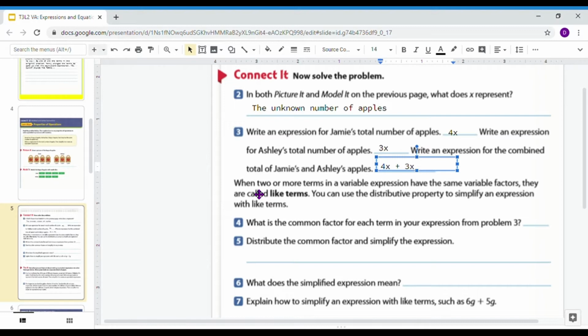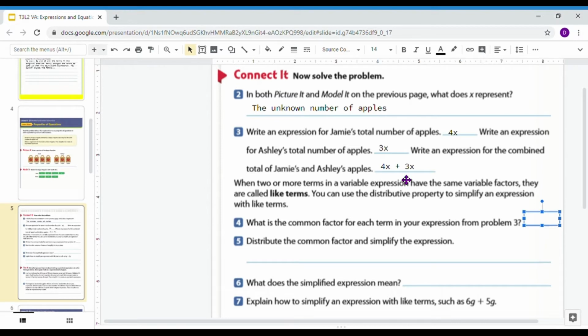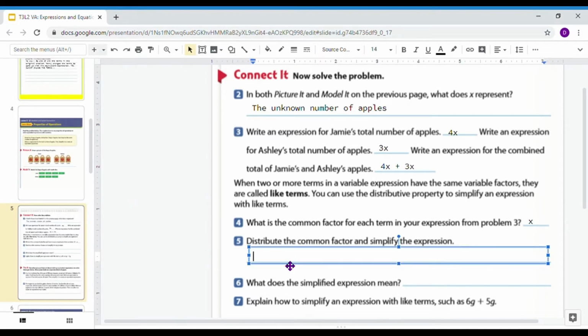in problem 3? So the common thing, I'm trying to think, 4 and 3, that doesn't seem very common, but they both have an x. So our common factor for both of these is x. I know that I can't multiply something to get to 3 and to get to 4, so my common factor is going to just strictly be x. It says distribute the common factor and simplify the expression. So basically, they want us to show we have 4x plus 3x.